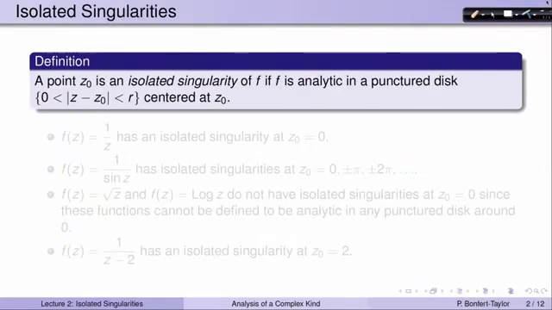A point z0 is called an isolated singularity of a function f if f is analytic in a punctured disk centered at z0. So here's point z0. And if you can find a disk centered at z0 such that f is analytic in the whole disk with the exception of z0. If such a disk exists, then z0 is called an isolated singularity of f. Let's look at some examples.